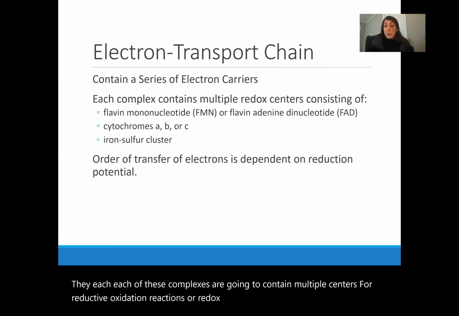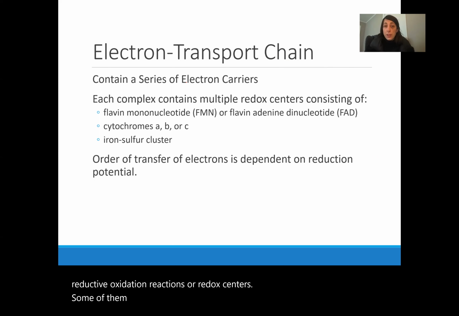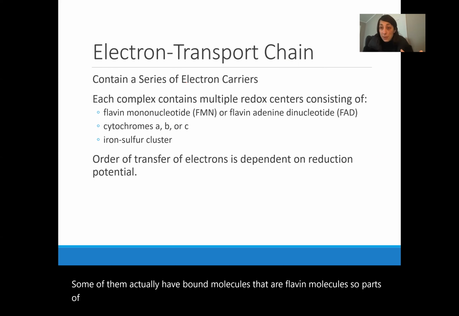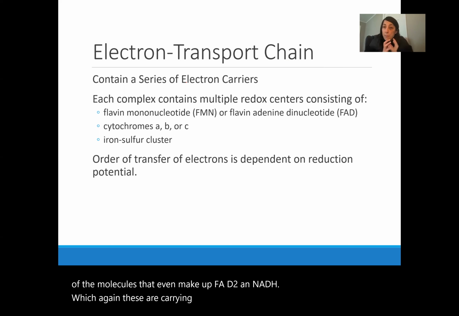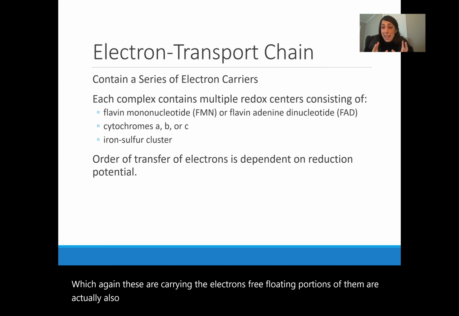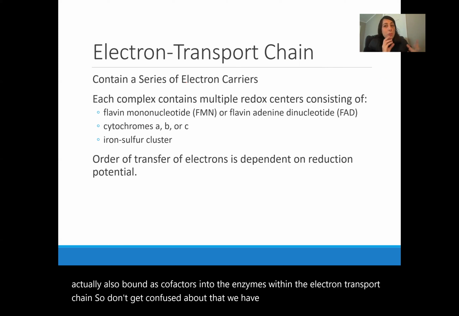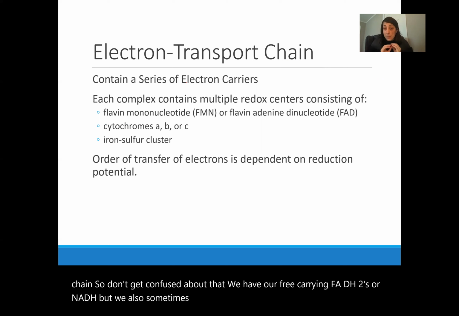Some of them actually have bound molecules that are flavin molecules, so parts of the molecules that even make up FADH2 and NADH, which again, these are carrying the electrons free floating. Portions of them are actually also bound as cofactors into the enzymes within the electron transport chain. So don't get confused about that. We have our free carrying FADH2s, our NADHs, but we also sometimes have these flavin cofactors bound into the electron transport chain.